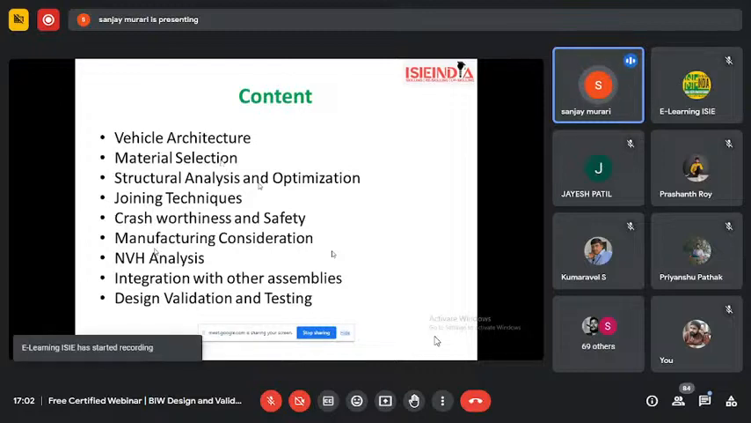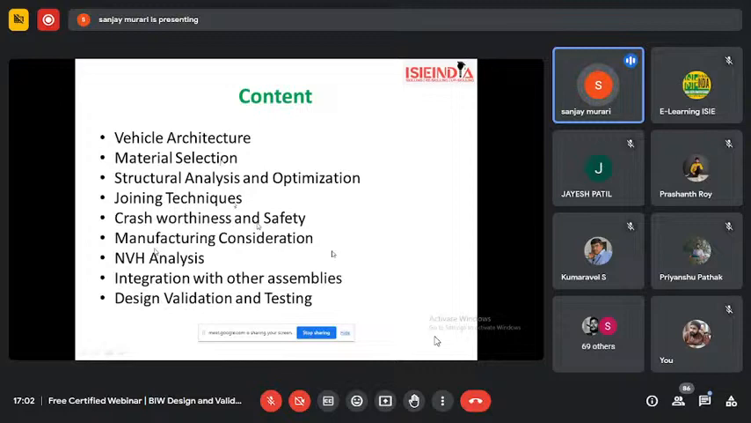Structural analysis and optimization. On the BIW, which are the different kinds of structural analysis we'll do, and what will be the way for the optimization, that we'll be seeing. Then the different joining techniques. Here, how BIW components or parts are joined with each other, that we will see.